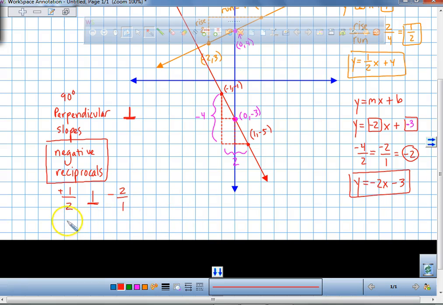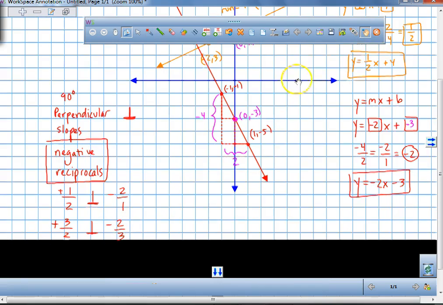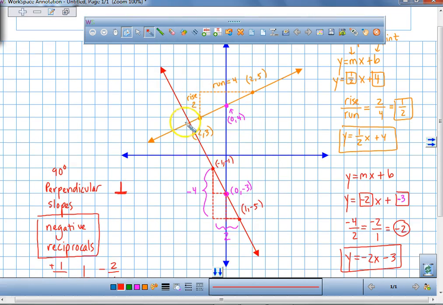All right, let's do one more example. If I had a 3/2 slope, what would that be perpendicular to? What's the flip of this? 2/3. What's the opposite of a positive? Negative. So 3/2 would be perpendicular to -2/3. Can everybody see on their drawing, if they did a drawing, that right angle that you created right there, that 90-degree angle?